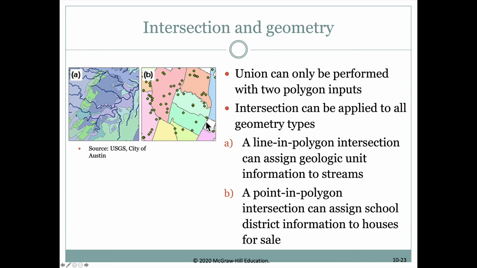Another example with intersection and geometry associated with this union command is that an intersection can be applied to all geometry types. With the union command, we can only perform unions with 2 polygons. So if we have 2 polygon layers, we can perform the union command, but the intersect command we can use with points, lines, or polygons. And in that case, with intersect, we can say whether lines occur within polygons or points occur within polygons. And if the points do occur within these polygons, then they inherit all of the information associated with that polygon layer within which they reside.